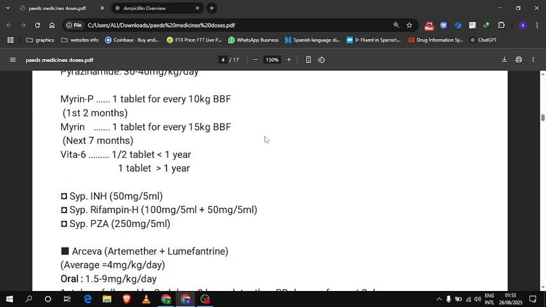Yeah, the brand name for these medicines is Myrin P. 1 tablet for every 10 kg for the first 2 months. Then Myrin 1 tablet for every 15 kg before breakfast for the next 7 months. And the Vita 6 is given. It is a vitamin. It is given to prevent the side effects, which is half tablet for less than 1 year and 1 tablet for more than 1 year.